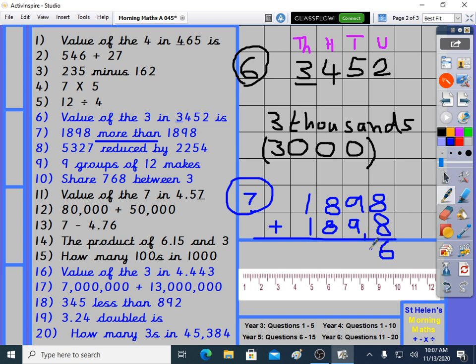9 plus 9 is 18, plus 1 is 19, isn't it? 8 plus 8 is 16, plus 1 is 17. 1,000, 2,000, 3,000 at the front. 3,796. Just a little bit less than 3,800, so that makes sense. Next, question 8.